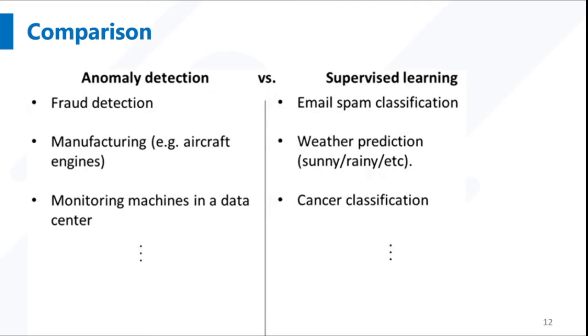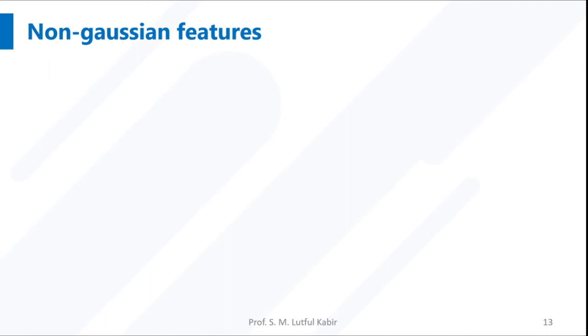In the case of supervised learning, examples are email spam classification, weather prediction (sunny, rainy, etc.), or cancer classification. In all these cases, remember that both positive and negative examples should encompass all possibilities. If there is a totally unknown case which does not fall into the training set, then it is difficult to predict correctly. Selection of features is very important for successful implementation of an anomaly detection algorithm.